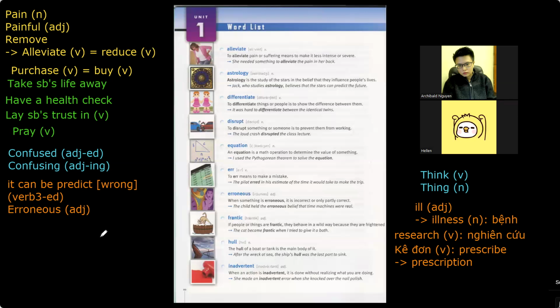Astrology and medicine are very confusing to me. Confusing. Very good, very good. Okay, confusing to me.